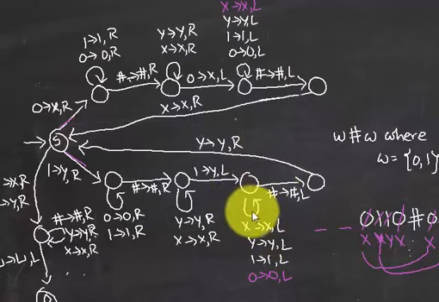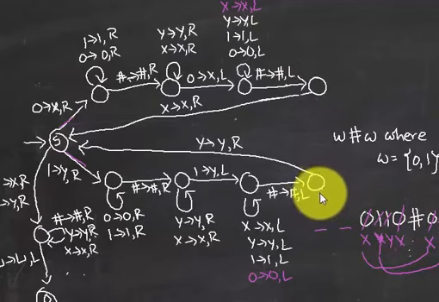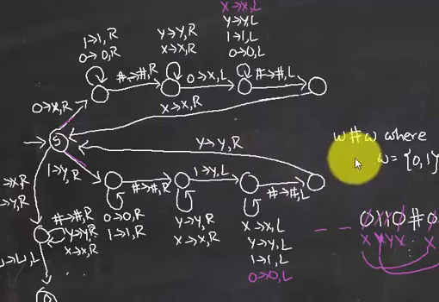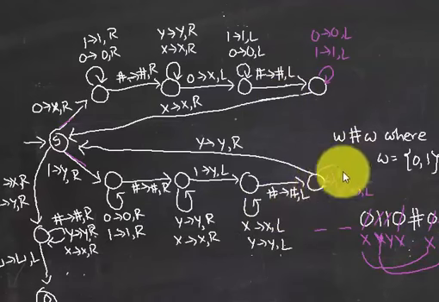So then we keep on moving left, and then when we encounter the hashtag, we still keep on going to the left, and then when we encounter a y, we don't convert it, we just go to the right. When we see a y after it, sorry, there was a mistake in the previous one, so I had to correct that.